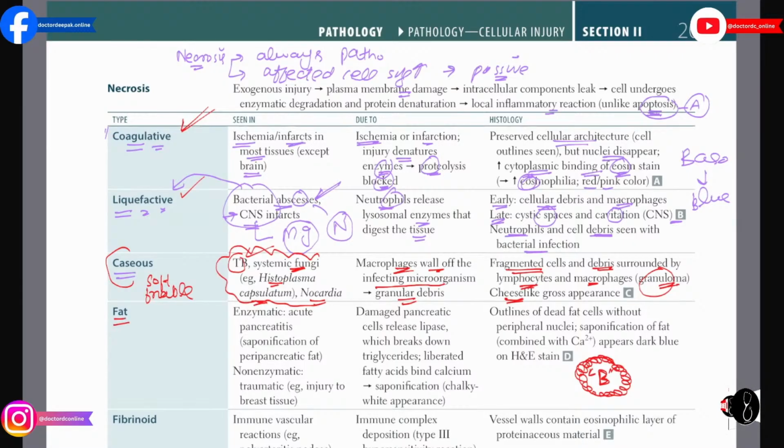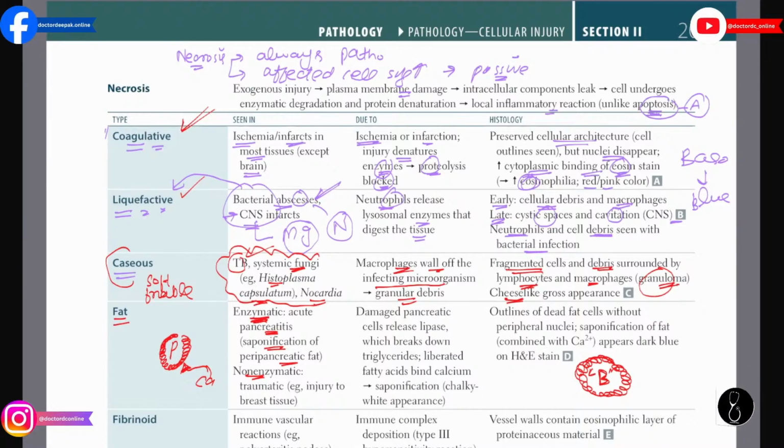First of all, fat necrosis is seen in two main categories. One is enzymatic and the second one is non-enzymatic. Enzymatic means if the person gets pancreatitis, there is accumulation of calcium on the surrounding tissue of the pancreas. Let's suppose this is the pancreas, and this is the surrounding fat of the pancreas, which is called peripancreatic fat. If the calcium gets deposited on this tissue, this is called saponification of peripancreatic fat, and it is an example of the enzymatic type.